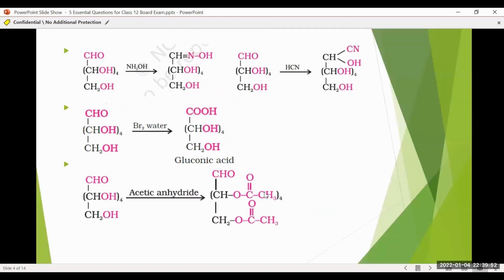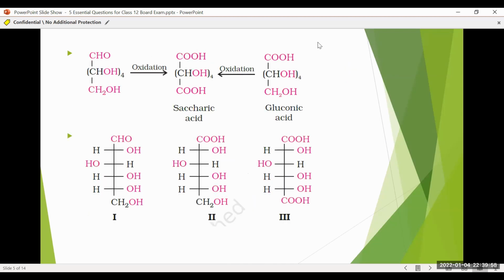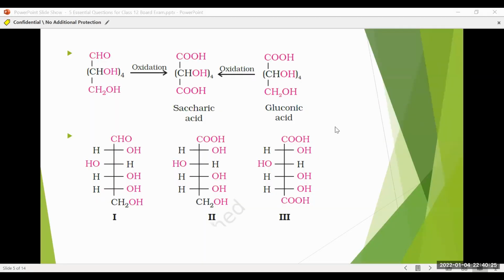It shows the glucose has got 5 OH groups. Let us come to the next slide. So students, further we want to know which 2 types of OH groups are available in this organic compound, that is glucose. One primary, the second should be secondary.